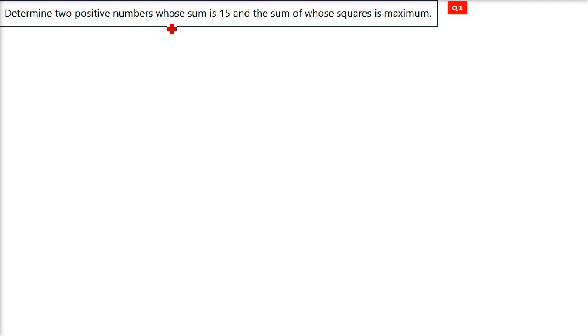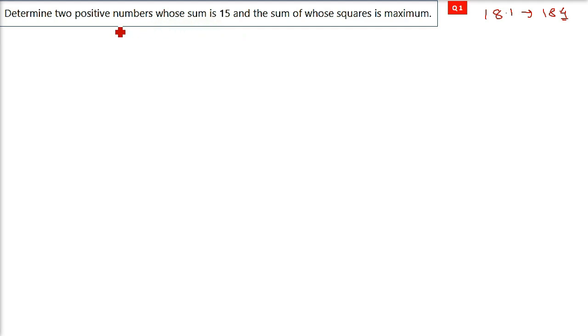Now these are the questions based on English sentence language, and then we have to use those sentences to form the actual thing which we have completed in 18.1 till 18.4. We have to form the expression using these sentences, and the rest remains the same. So we have to determine two positive numbers whose sum is 15 and the sum of whose squares is maximum.